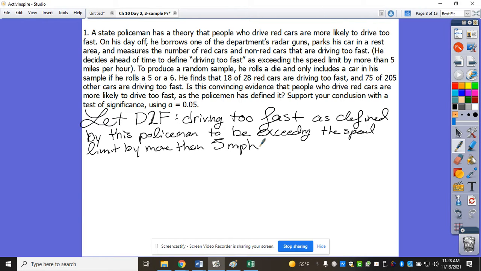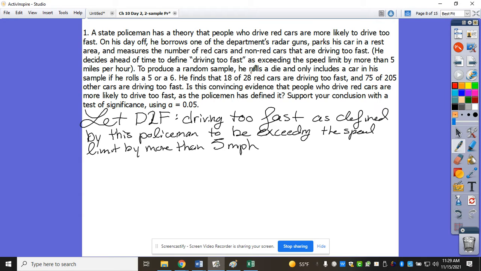So now, he borrows one of the radar guns, parks his car in a rest area, measures the number of red cars and non-red cars. We're just talking about that part. So, what's the reason he's rolling a die, other than the fact he has way too much time on his day off? So he's deciding how they randomly select. It's only randomly selected if it rolls a 5 or 6.